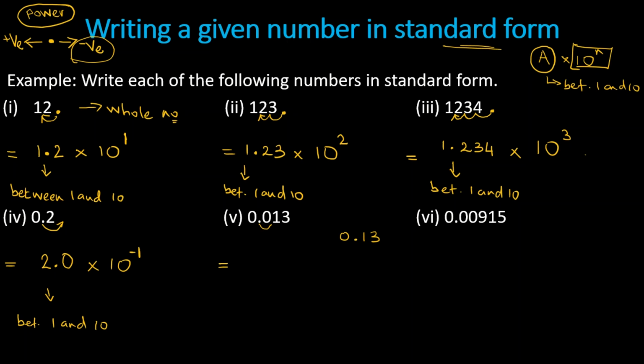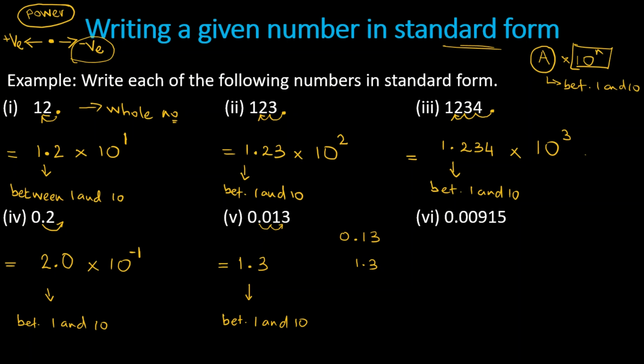0.013. Do we stop here or do we continue to move? We have to continue to move. If we stop here, we have reached 1.3. Do we stop here or do we continue to move? We have to stop here because we have already reached a number between 1 and 10.